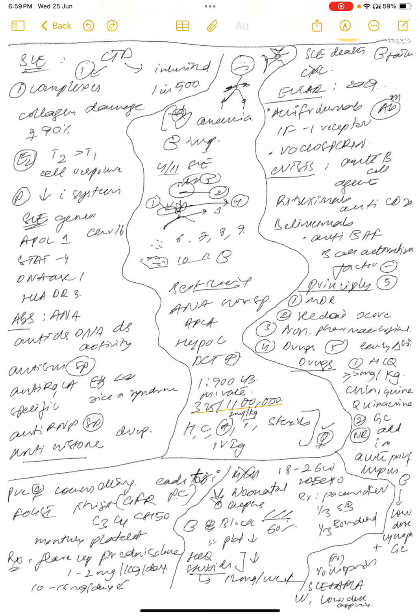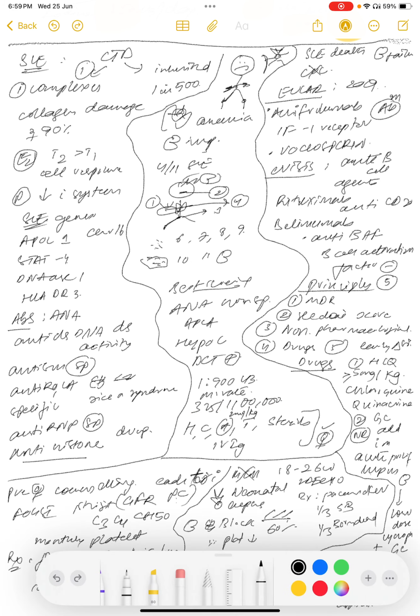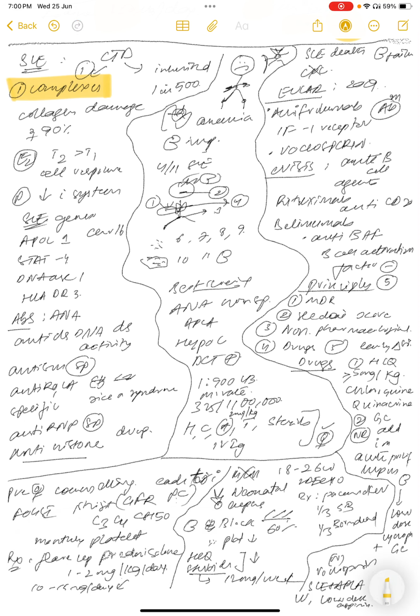Today we'll do a quick revision on SLE. SLE is a connective tissue disorder. In connective tissue disorders, there are two types: immune complex mediated and inherited. Immune complex mediated is SLE. Generally, the SLE incidence is 1 in 500.